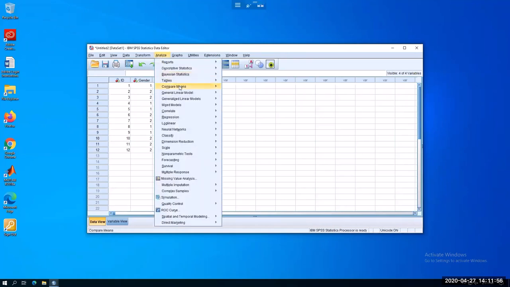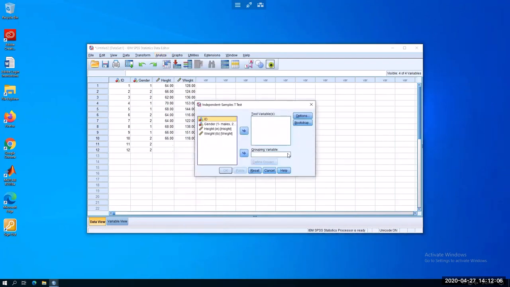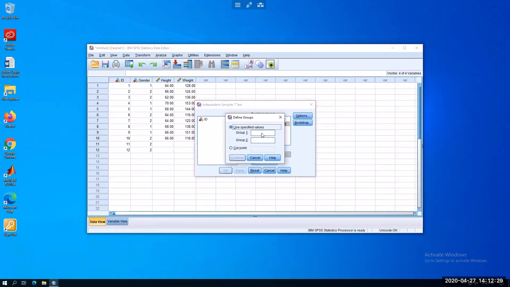So we'll do Analyze, Compare Means, and then Independent Samples T-Test. And again, we will move height and weight. These are actually two hypotheses. And we have a grouping variable, gender. So we have test variables height and weight, and grouping variable gender, and we want to click Define Groups. And we have males one and females two. That's why we're using one and two. And continue. And click OK.